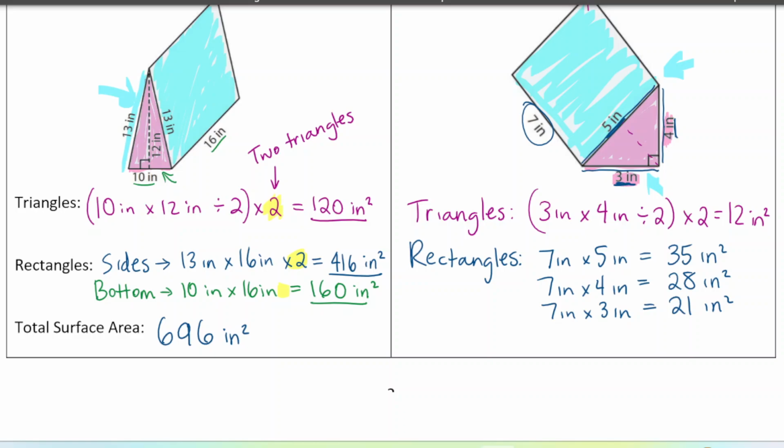Let's just make sure I've added everything I need to. I've got 2 triangles and 3 rectangles. Yes, I'm good to go. So we have our total now. Add all those numbers together and you would get 96 inches squared. Always good to box in your final answer at the end. And there you go. That's the end of the lesson.